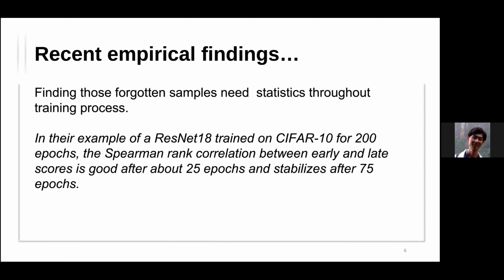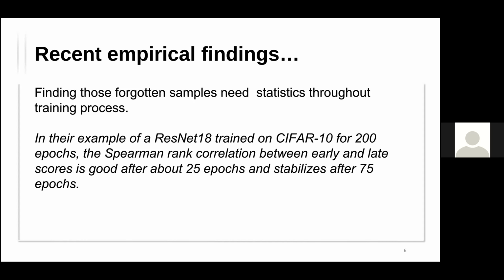And then what do you mean by good at 25 epochs and stabilized? Which means that the score will have a trend, right? And is this score for the whole training data set or for individual training samples? The score should be, no, here it means the Spearman rank correlation is good. Yeah, I'm asking about the targeted data. How do we define the scores, and how do we calculate the correlation?